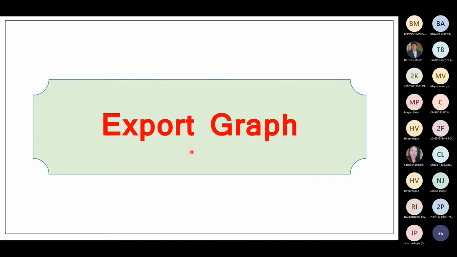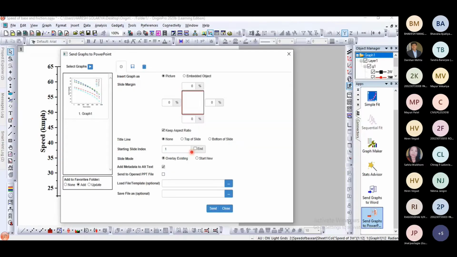Now we want to export this graph. To export this graph, this option is available. Two or three options are there. First is send to PowerPoint, send to Word, or export as JPG or required format. So if you click on this, it will move. The graph will be there in PPT.